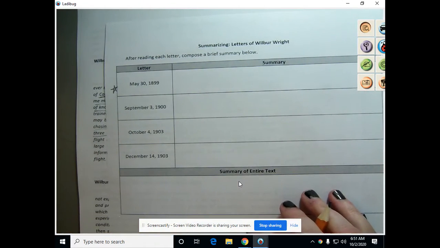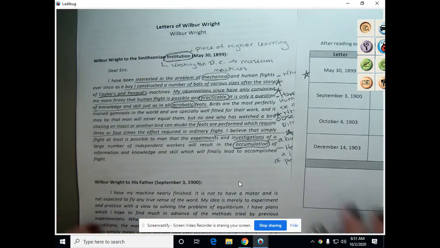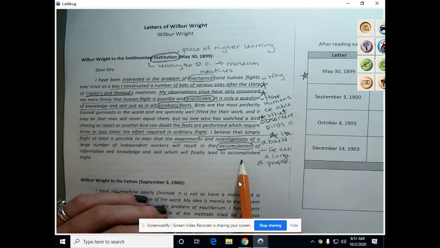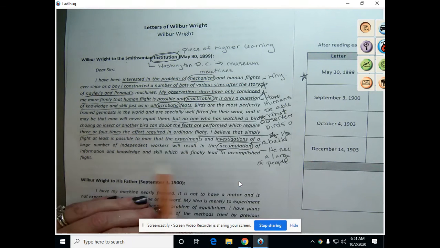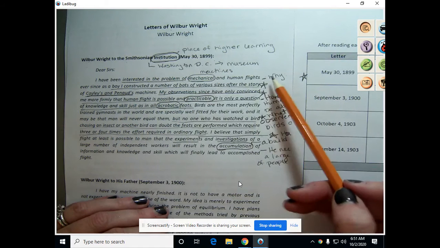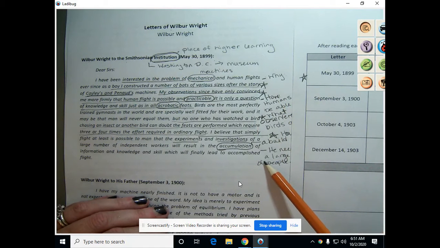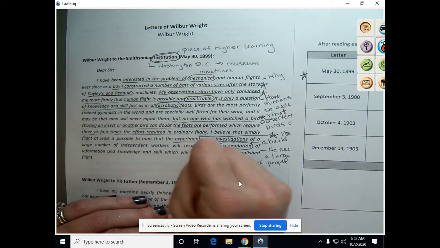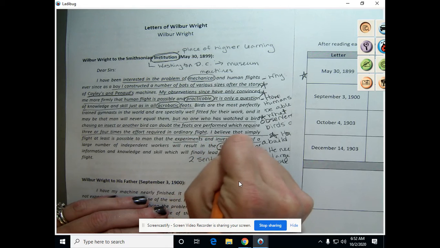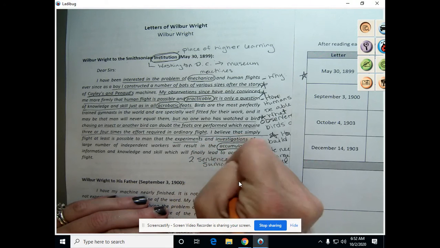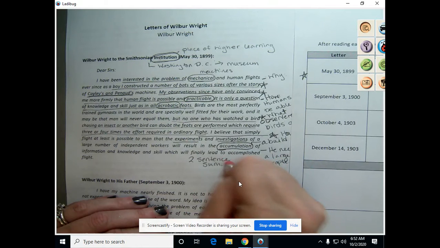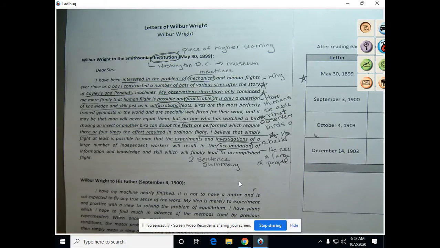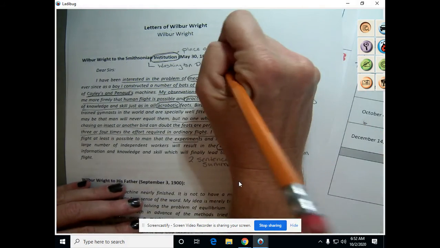Now, we've learned that one aspect of summarizing a text is that we can't put all this information into our summary. We have a paragraph right here, about 5 sentences. So I'm going to make a little note that I should probably do a 2-sentence summary. So I have to pack all my important information into 2 sentences.